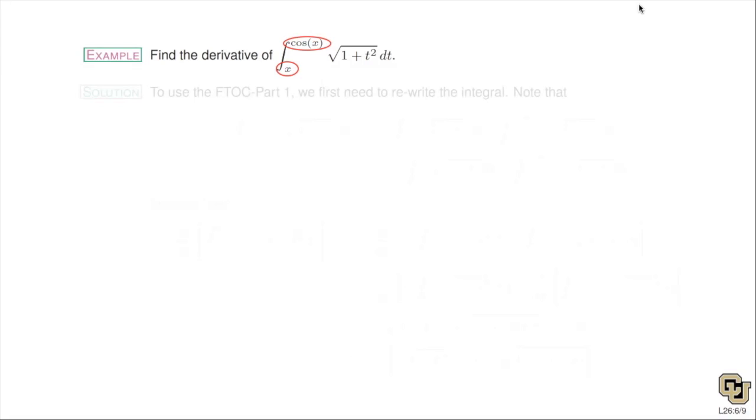So what do I mean by that? The fundamental theorem of calculus, part 1, requires that the lower bound be a constant before we can use the formula that's given. So here, I first need to do some integral manipulations and make this look like something we know how to take the derivative of.